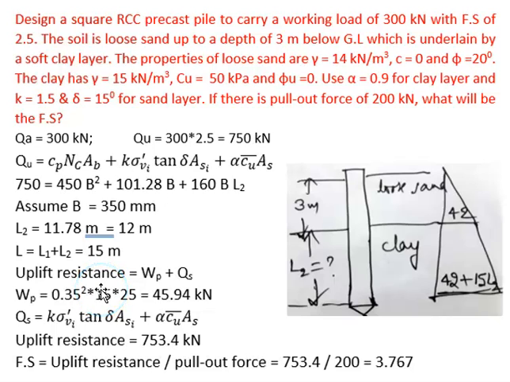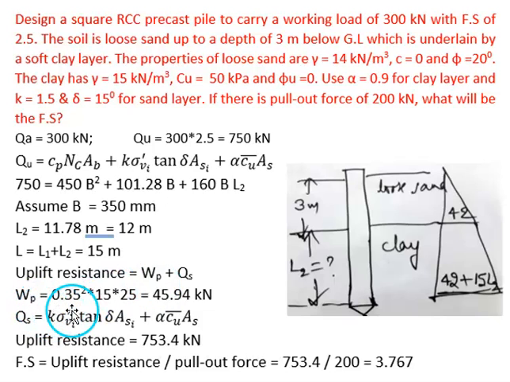Then here it is also asked to estimate the factor of safety when the pull-out force is given as 200 kilonewton. To get the factor of safety, we should know the uplift resistance. So factor of safety equal to uplift resistance divided by pull-out force, where uplift resistance equal to frictional resistance plus weight of pile.